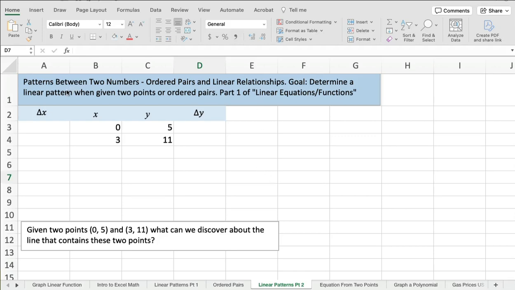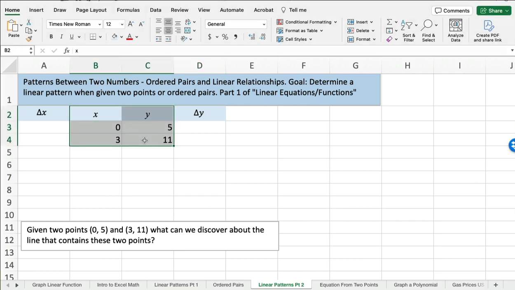Today's video concerns more on patterns between two numbers, ordered pairs, and linear relationships. So we're starting with basic linear relationships between two quantities. And our goal today is to establish a linear pattern and to see what happens with the x's and the y's when we're given 2 points.